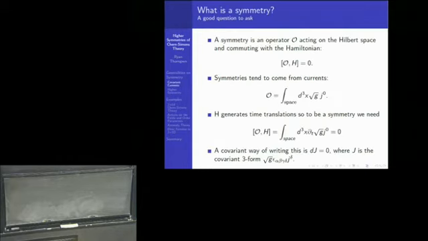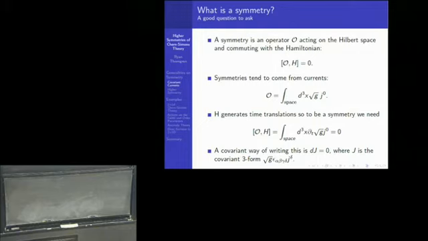So a symmetry, I'll remind you, is an operator acting on Hilbert space, commuting with the Hamiltonian. Symmetries tend to come from currents. So here's a formula for one of these operators given as an integral of local operators. And we can take the commutator of O with H, and then using the fact that H generates time translations, that's pulling a time derivative into this integral.